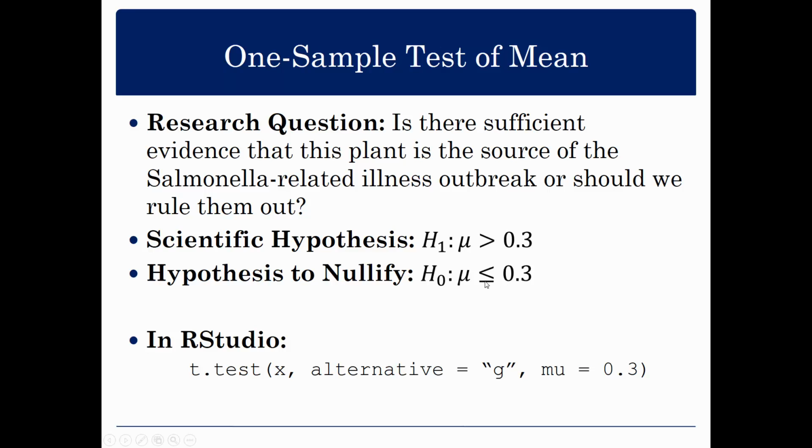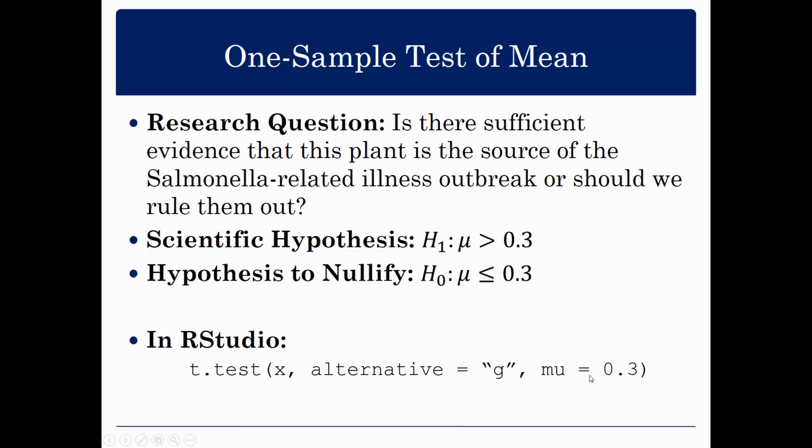So in R Studio, we could do the t.test function. Notice you just have to give it a couple of arguments here. So you're telling it to do the t-test on some data, which I've called X, and I'll pull this up in a second. I want the alternative hypothesis to be greater than. I could put greater or just put g. Notice the alternative hypothesis is greater than. Greater than what? mu equals 0.3. And that's all I have to tell it for it to give me the t-test.